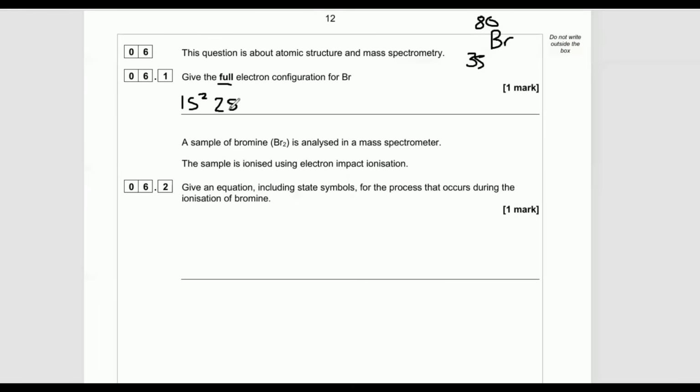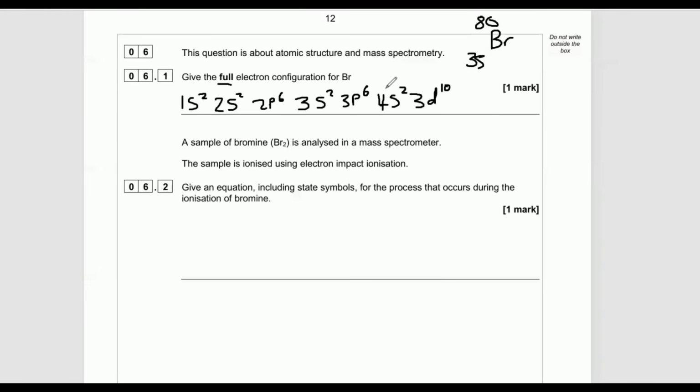That's big business. 1s2, 2s2, 2p6. It's got us up to 10. Then we enter the third energy level, 3s2, 3p6, 3p subshell. Now we're touching into the fourth and then back to the third. So we go 4s2, 3d10.